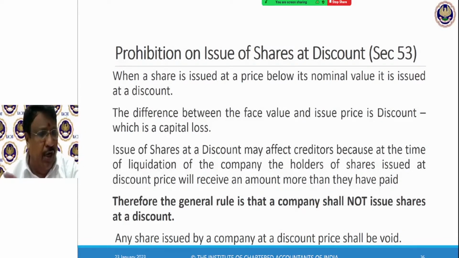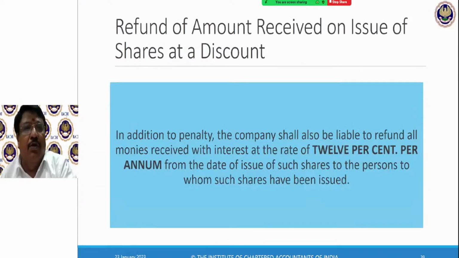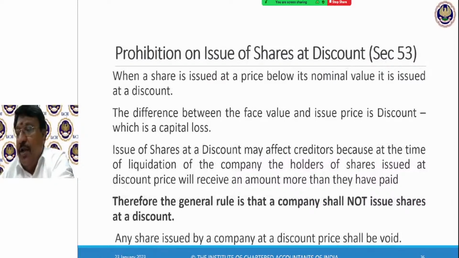Normal rule, you cannot issue shares at a discount. General rule, a company shall not issue shares at a discount. Any share issued by a company at a discount price shall be void. In case you have issued at a discount, the allotment is void. The company shall also be liable to refund all the monies received with interest at 12%. Also, there is a penalty equal to the amount raised through the issue at a discount, or 5 lakhs, whichever is less. So this is the serious penalty that you have to undergo.